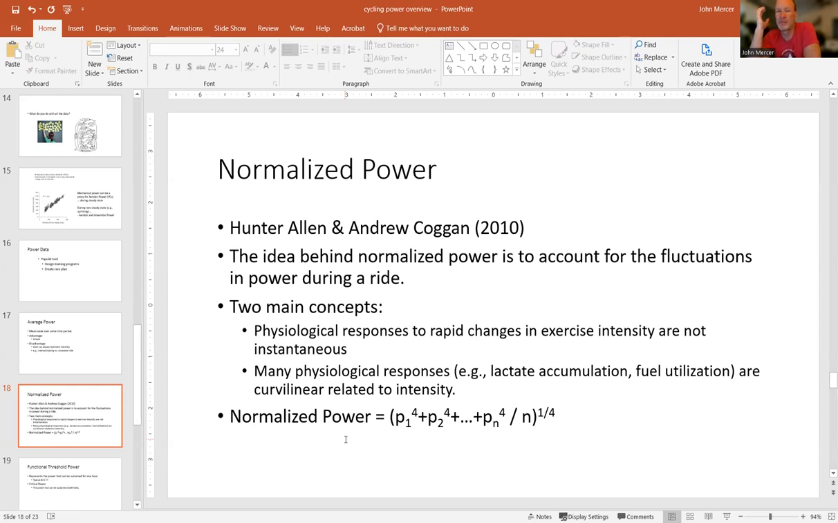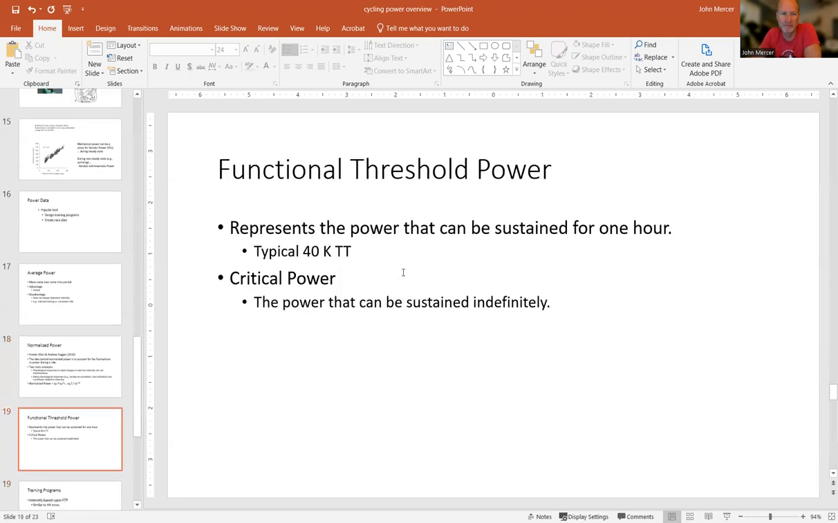And the purpose of that is it emphasizes the importance of higher intensities when you start to describe an overall intensity for the entire ride. And so many physiological responses are more related to this fourth power, this normalized power type of routine.